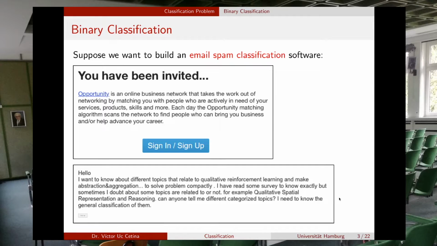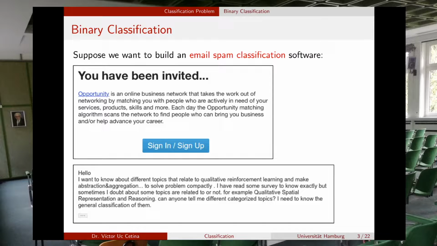Okay, so imagine that you want to program software for detecting spam email. Here we have two examples of emails. The one up here is spam, and the other down here is a standard or normal, non-spam email.